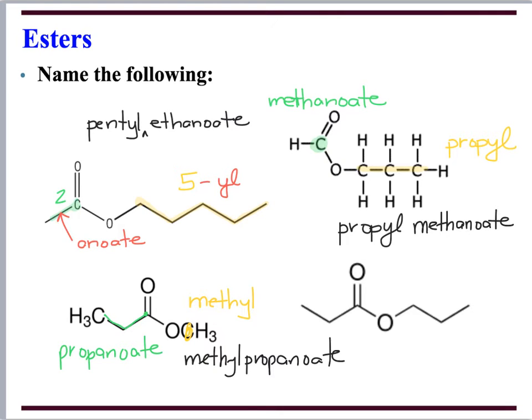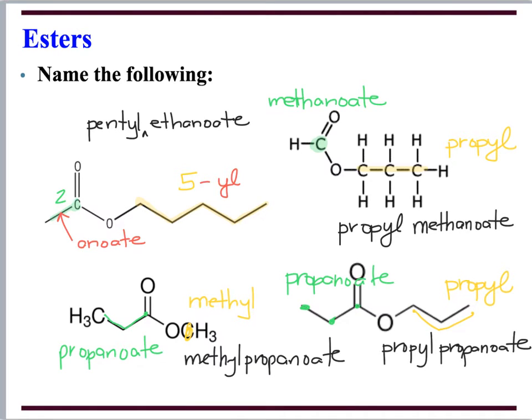Okay, so we're just following the same thing over and over again. Finding the alcohol side, again, 1, 2, 3 carbons there, so that is again a propyl. And over on this side, 1, 2, 3 carbons there, so that is again a propanoate. So this one is propyl propanoate. Two parts to the name, two sides to the molecule every time.